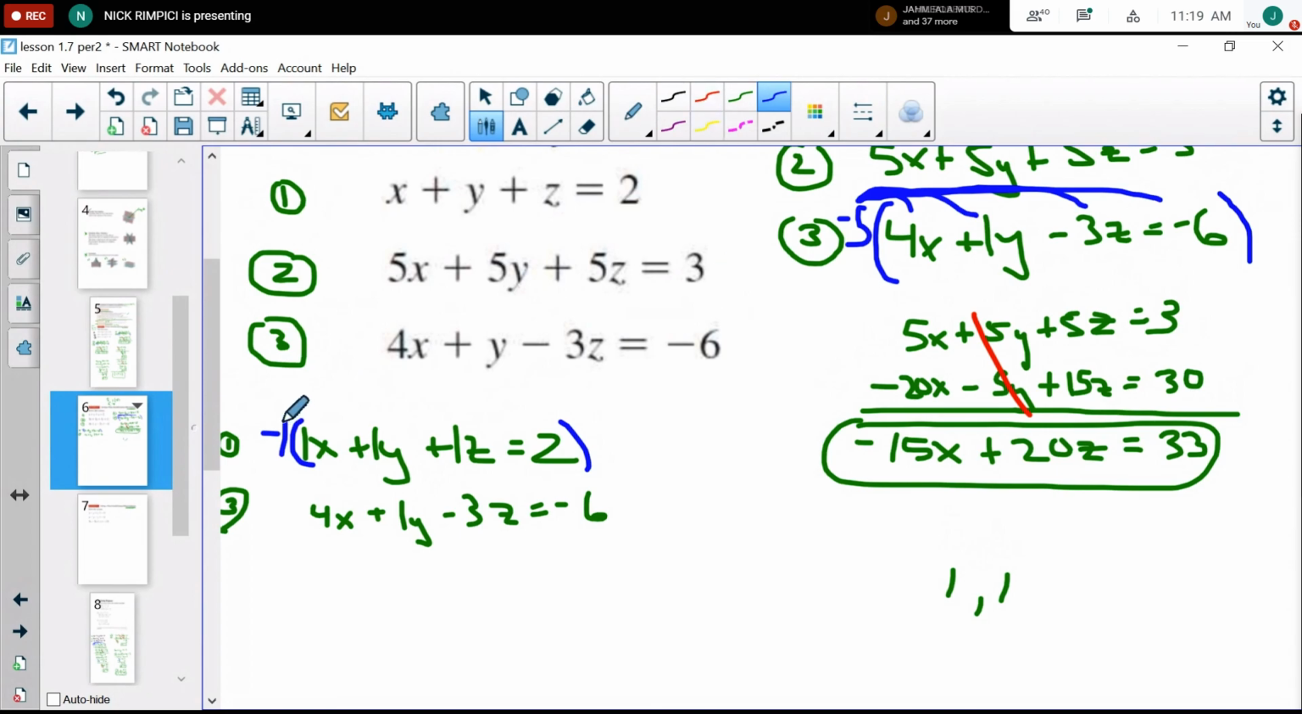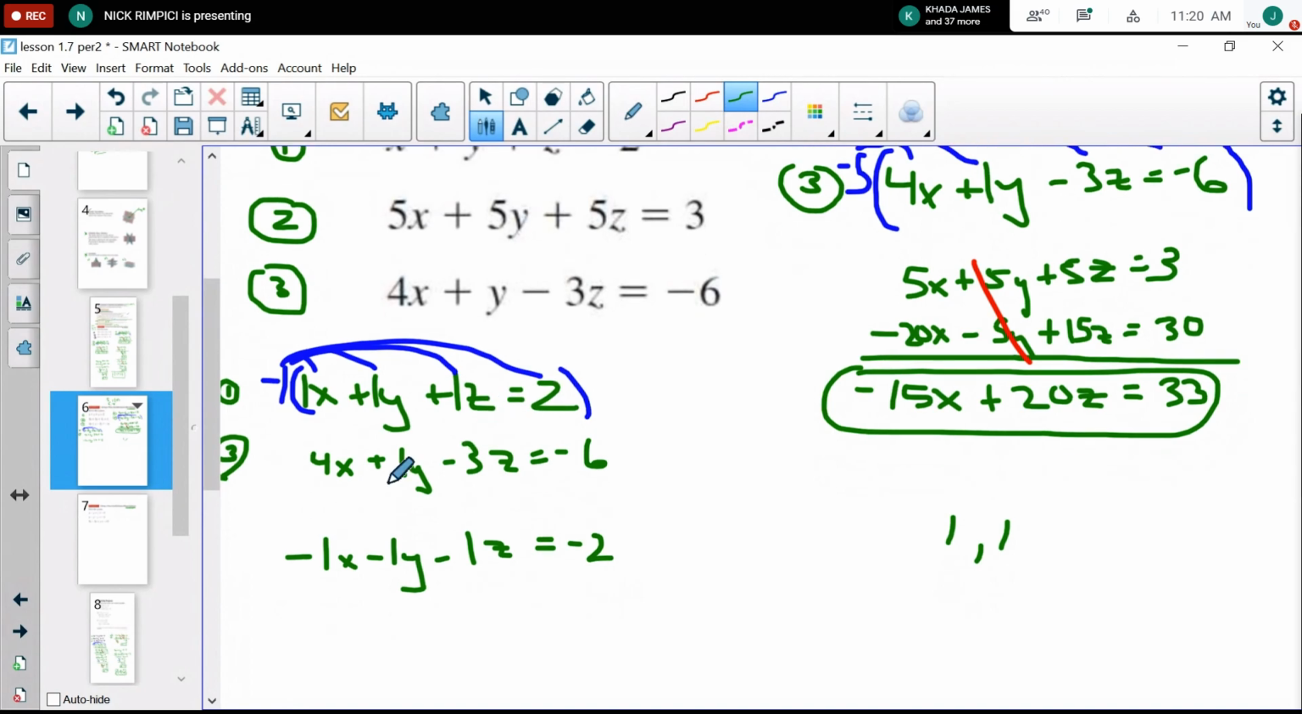So let me multiply this. I have to multiply this by this, then this, then this, and then this. So -1 times 1x is -1x. And then -1 times +1y is going to be -1y. -1 times +1z is going to be -1z. And -1 times +2 is going to be -2. So all that really happened is all the signs changed. And the bottom equation 3, I'm not going to mess with. I'm just going to leave it as 4x plus 1y minus 3z equals -6.